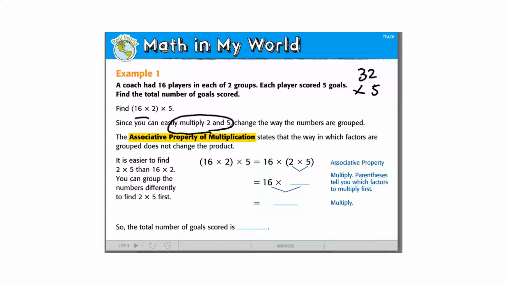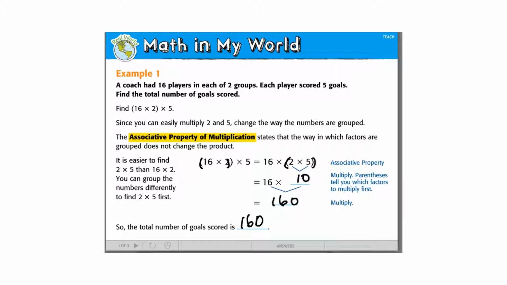So there's a better way to group these numbers so that I don't have to do any work on my paper. The better way would be to switch the numbers around so that you can multiply 2 times 5 first. So instead of grouping here, they grouped over here, because 2 times 5 is 10. And it's super easy to multiply powers of 10. So 10 times 16 is going to be 160. You just add a 0 to the end. So the total number scored is 160.